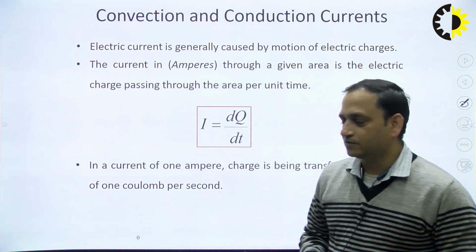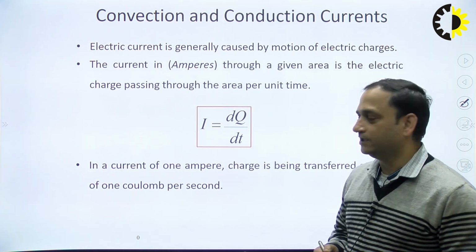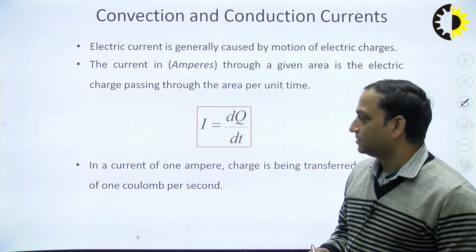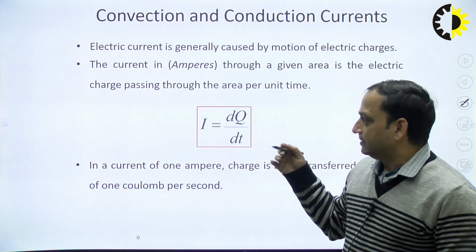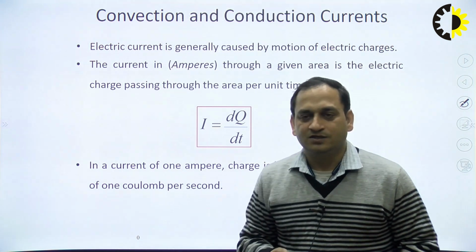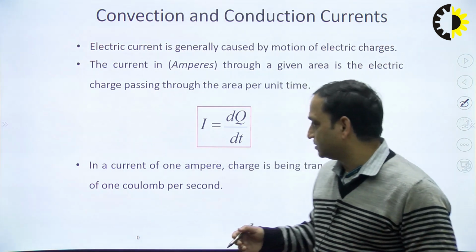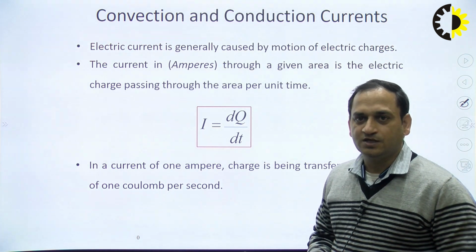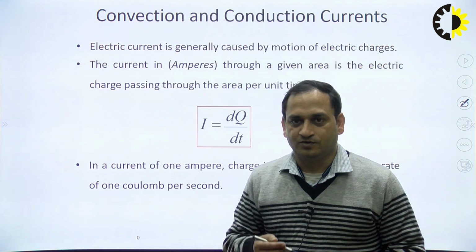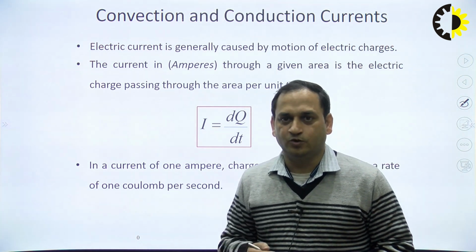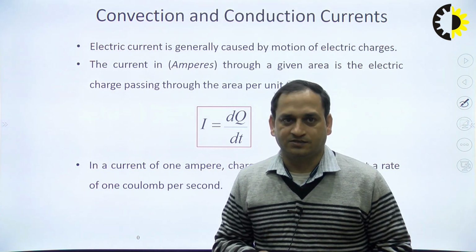As each one of us is aware, because this is a preliminary topic in our EMFT, that is the current. The unit of current is obviously ampere, and it is given by the electric charges passing through the given area or per unit area. This is also given by the expression I equals dq upon dt, the rate of change of charge from a given volume or a given surface area. That is given by the term current.